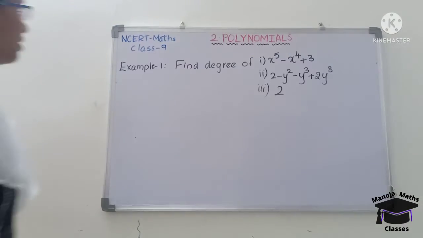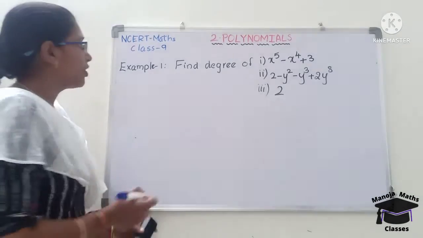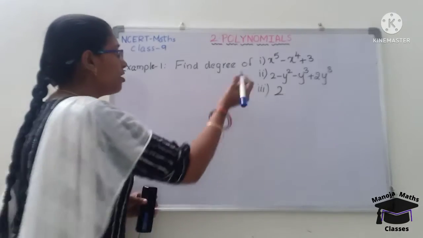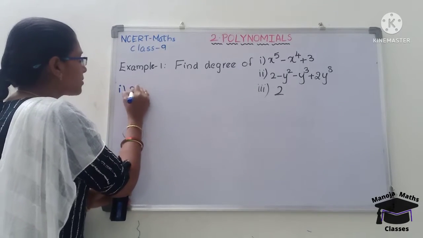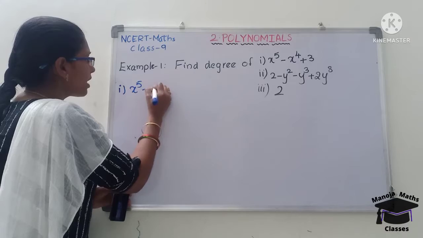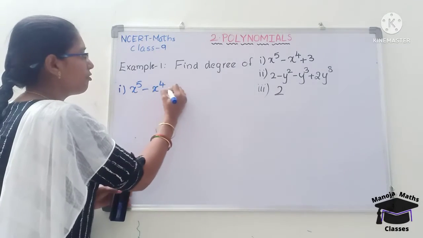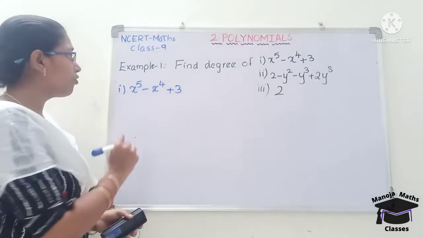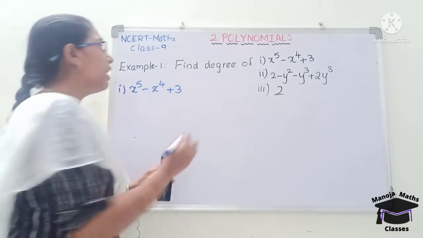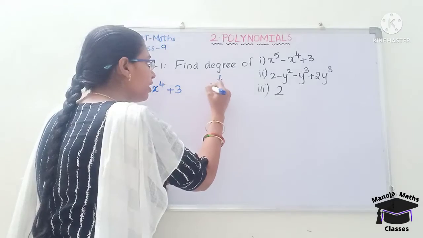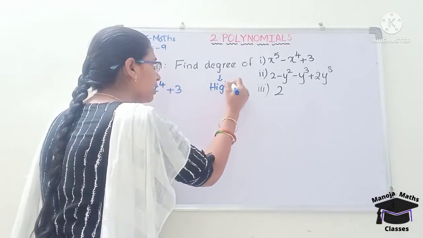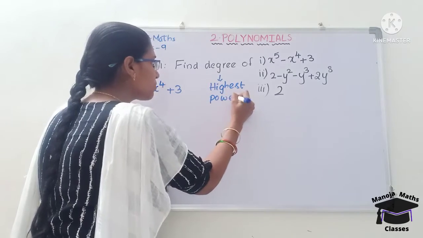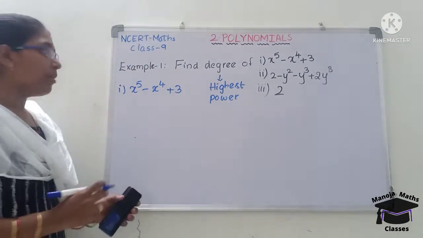Thank you. Let's solve the first example, children. Find the degree of the polynomials. First example: x power 4 minus x power 5 minus x power 4 plus 3. This is a polynomial and you should find the degree of this polynomial. What is degree, children? Degree is nothing but the highest power or highest exponent of the variable in the polynomial.